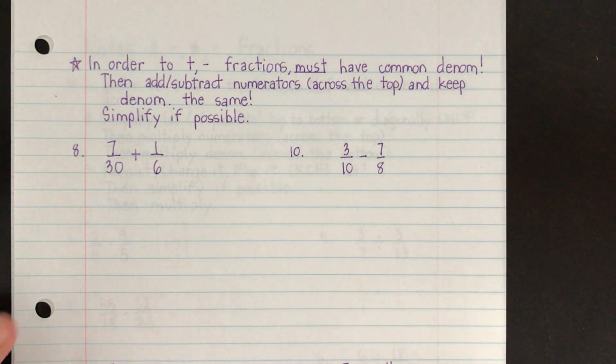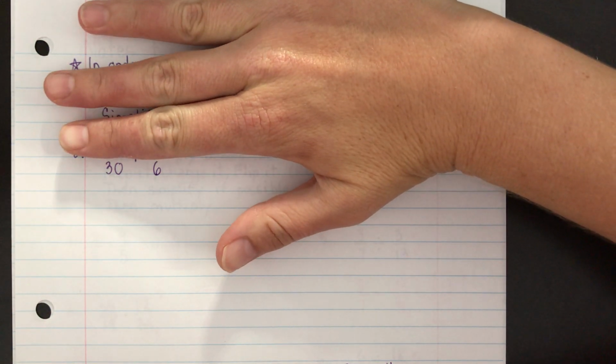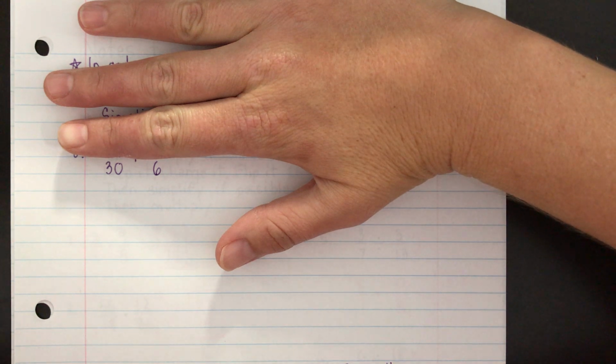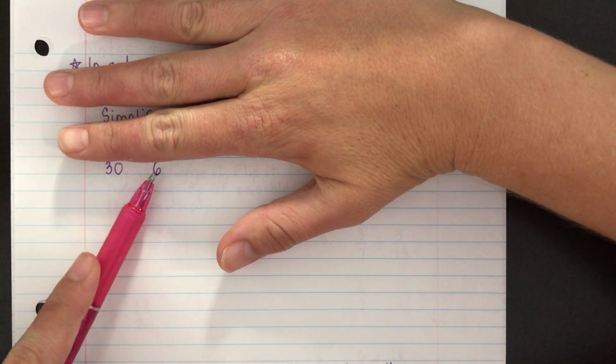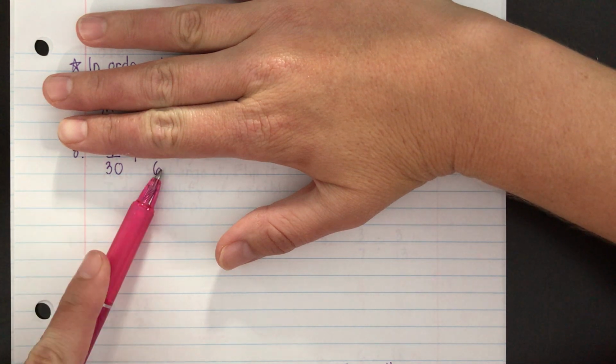Okay, so let's look at number 8. So obviously the first thing I do is I look at the denominators and I ask myself, are they common? Do I have a common denominator? 30 and 6 are not common. So then I say, okay, I have to get a common denominator, so I look at the smaller of the two numbers. 6 is the smaller of these two numbers, 30 and 6.